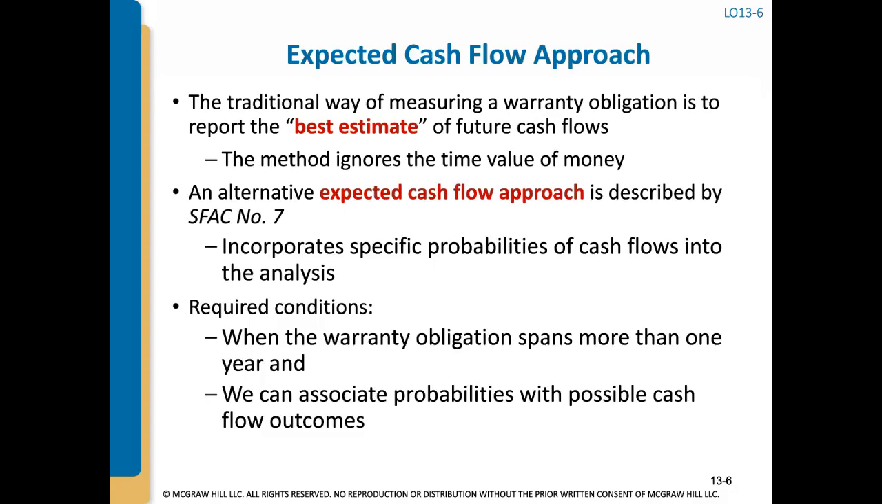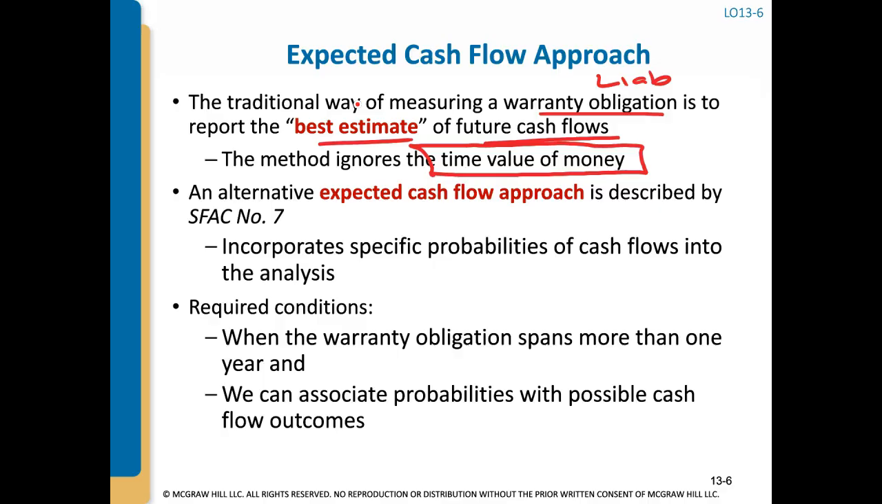Now, the traditional way of measuring the warranty obligation, which is the same thing as warranty liability, is to report the best estimate of future cash flows. Okay, this is what we just did in the previous example. However, this ignores the time value of money. We have learned in previous chapters that for any liability that extends beyond 1 year, you must account for the time value of money and present value that cost. So present value that liability.